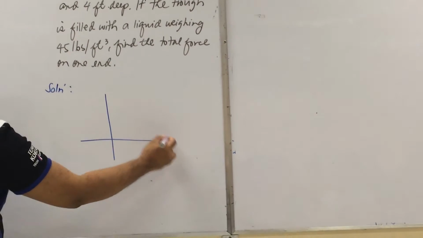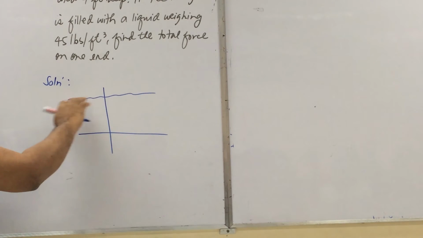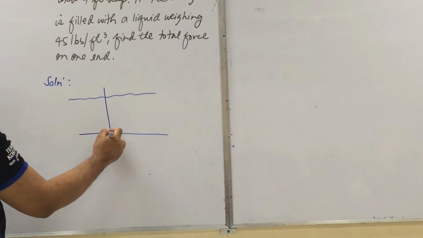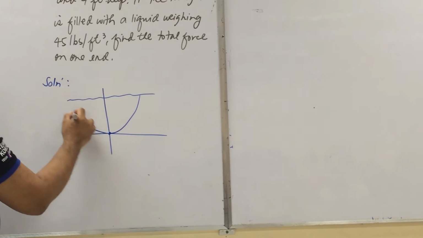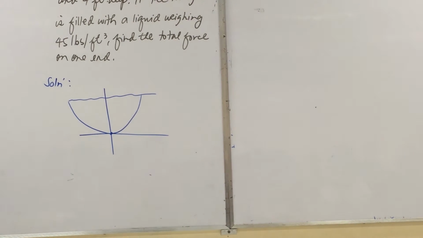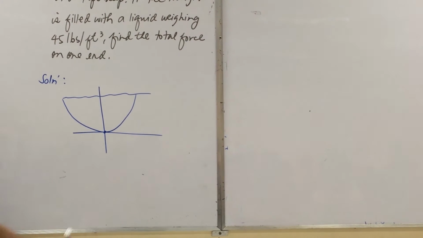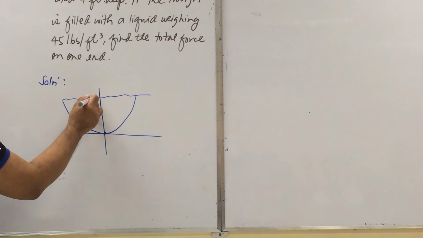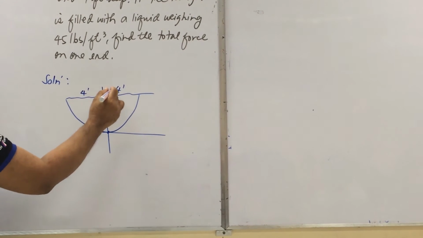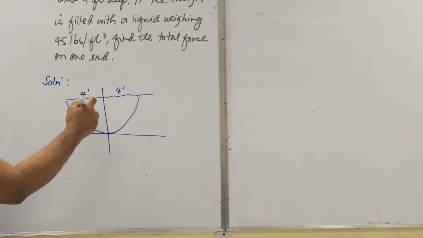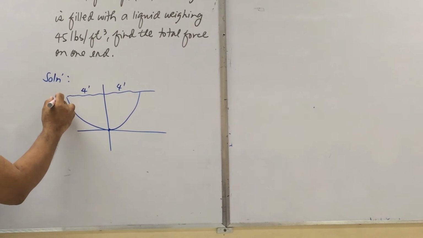So let us draw the x and y axis first. Suppose this is the surface of the liquid. So we have this as the parabolic segment, which is the cross-section of a trough. It is 8 feet wide, so let us have this as 4 feet and 4 feet. And it is 4 feet deep. So we have this as 4 feet deep.